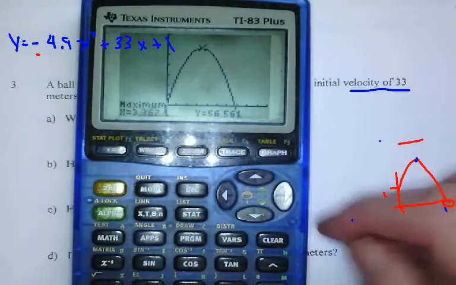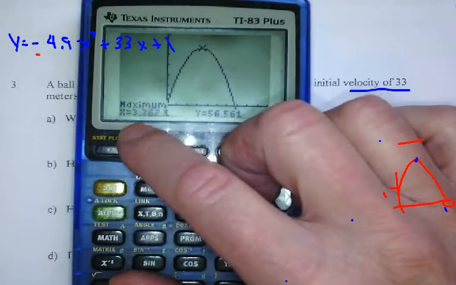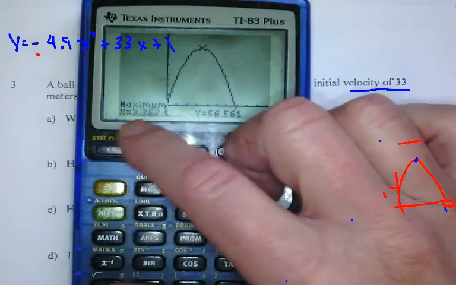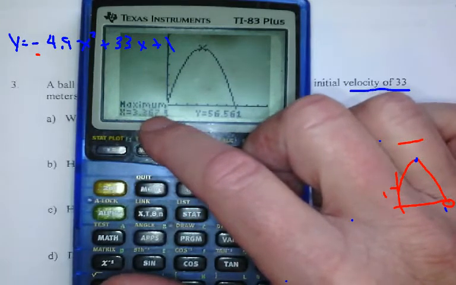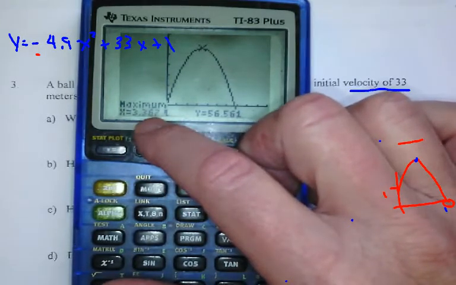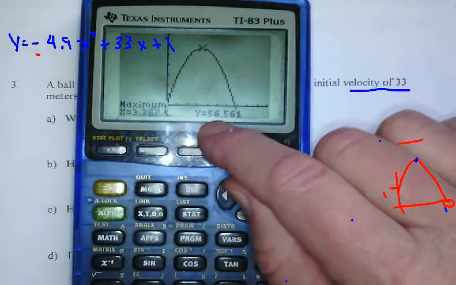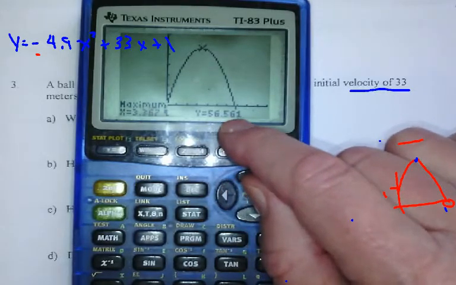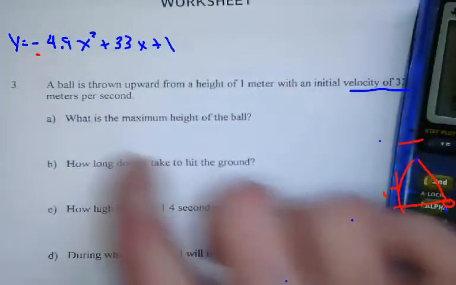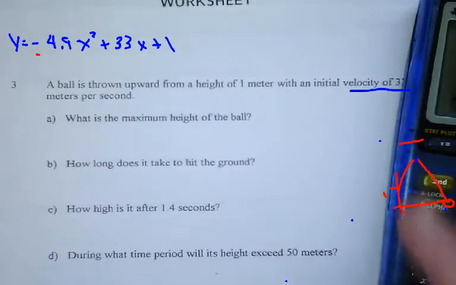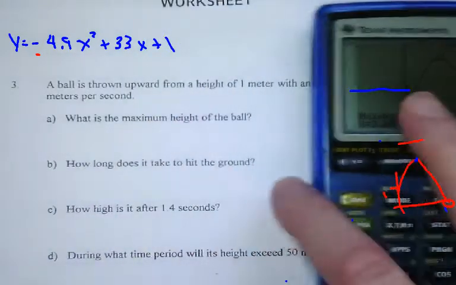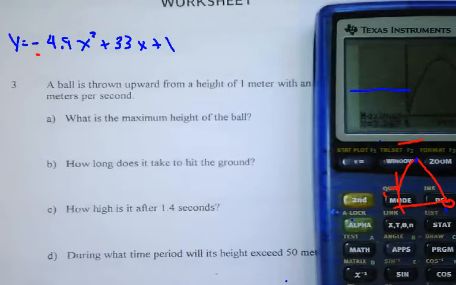Now it's going to tell me that the maximum happens at 3.367. So 3.367 seconds after I throw the ball, it's at 56.56 feet. So when I say what's the maximum height, oh, it's not feet, it's meters. Almost made a horrible mistake. Oh, it is 56.56 meters.